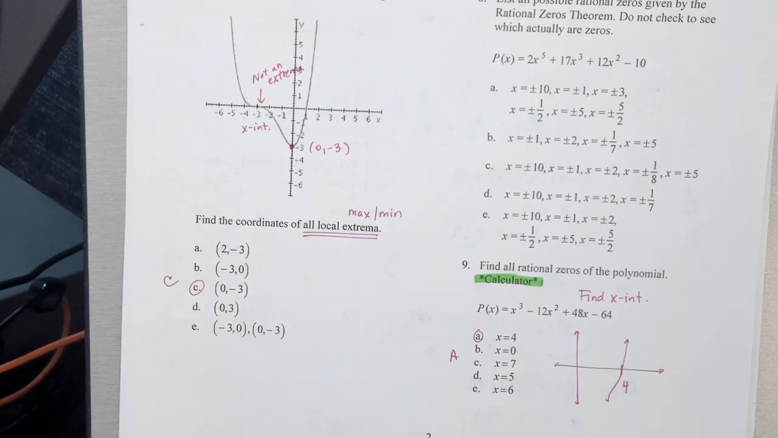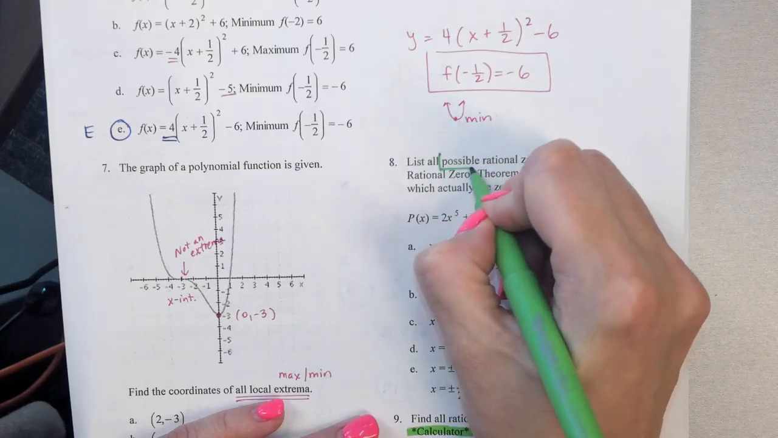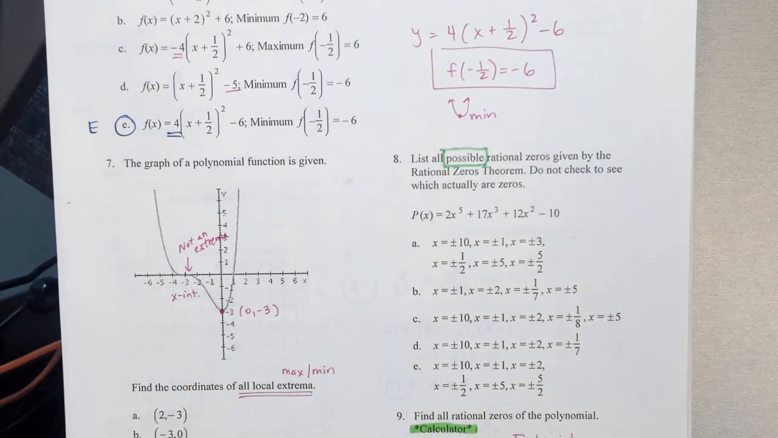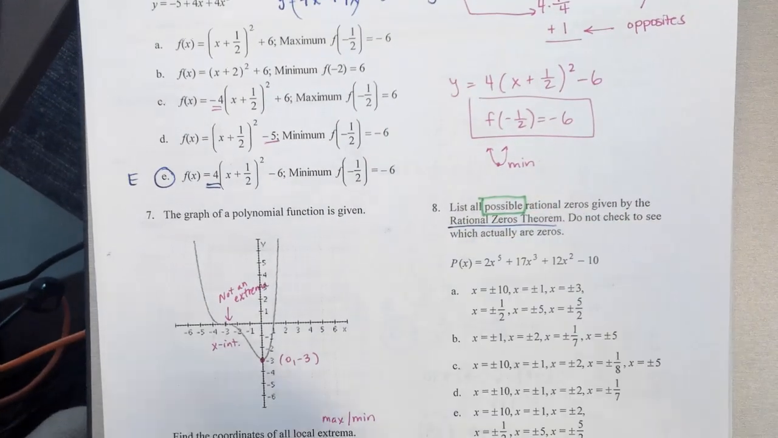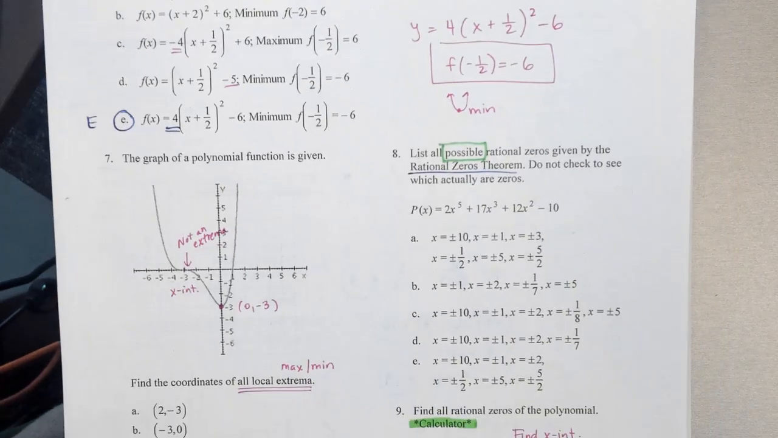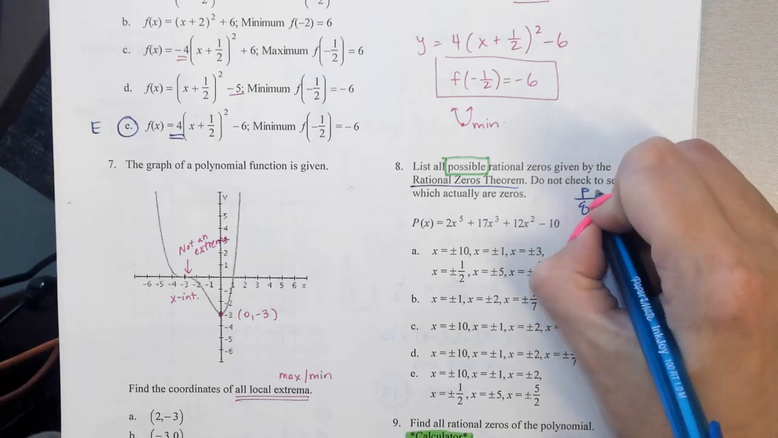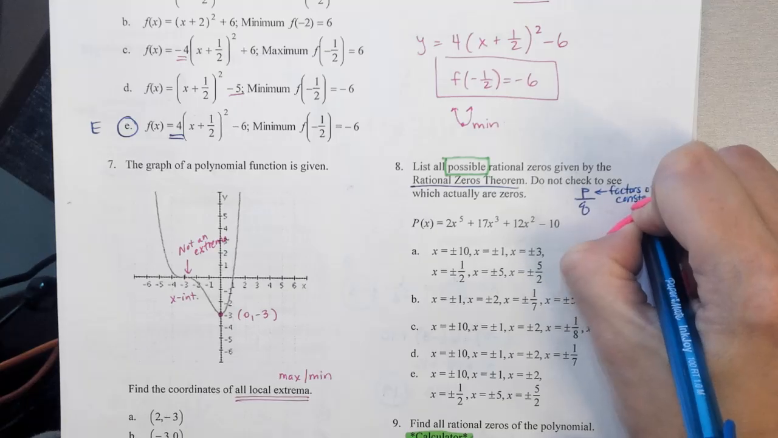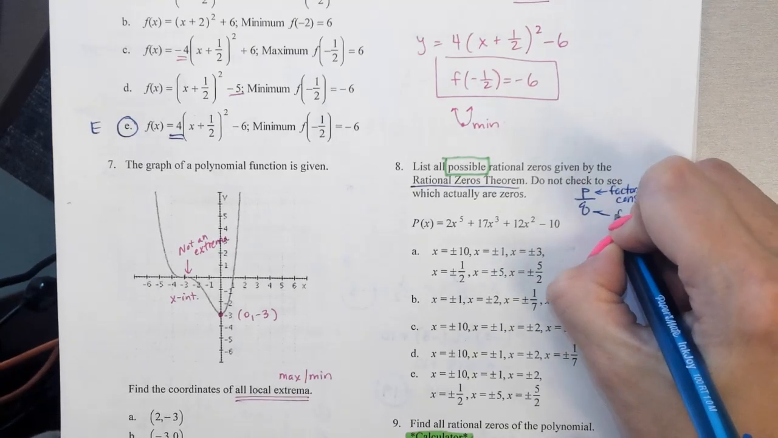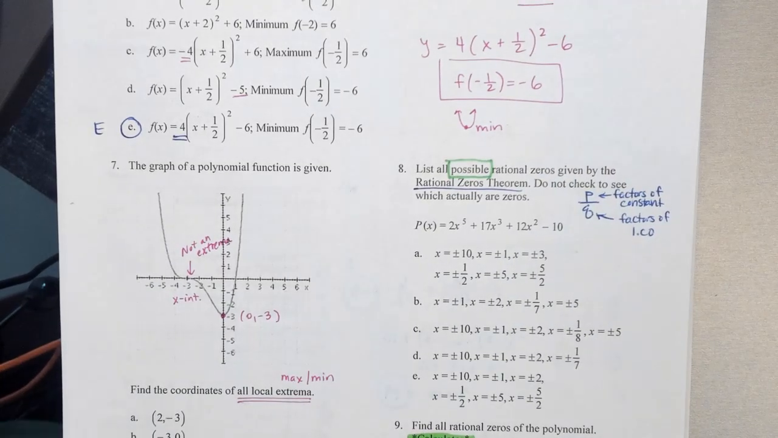All right, and then number 8, it says list all the possible rational zeros. Okay, this is what we did for our first example in 3.4. The first thing we do is p over q. We go over the rational zeros theorem. So if you look that up, what we wrote out was p over q, where p's are the factors of the constant, and then q are the factors of the leading coefficient.